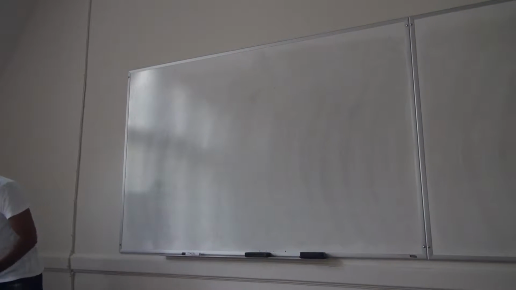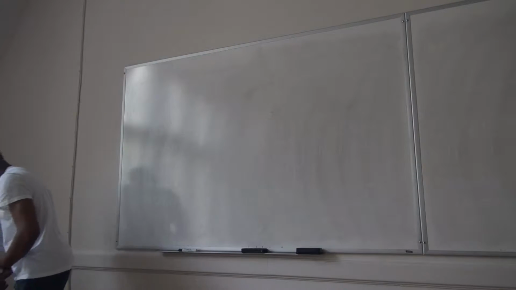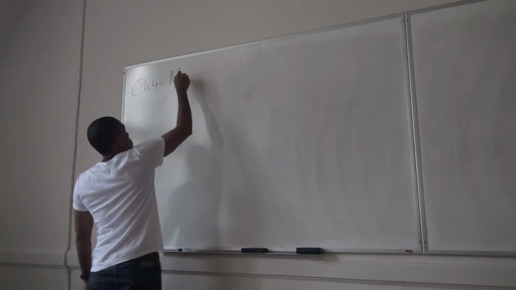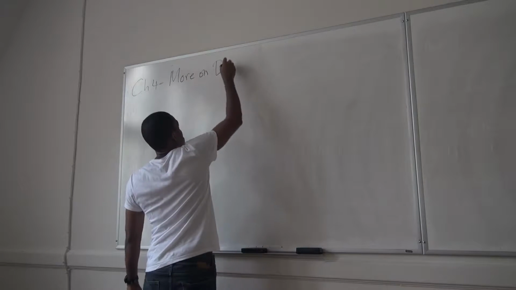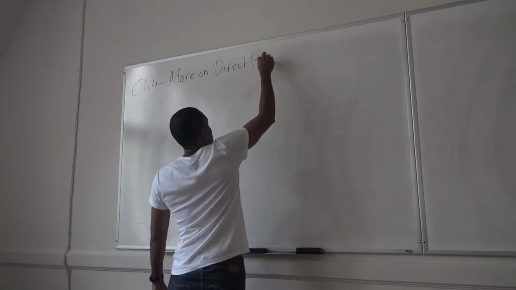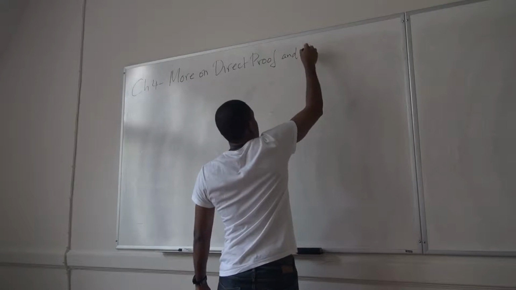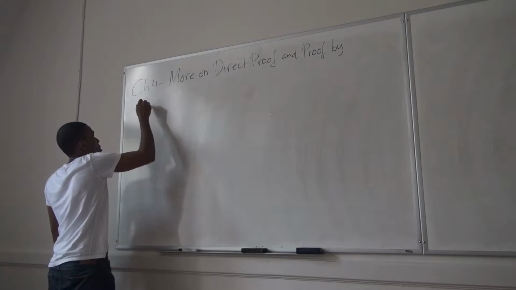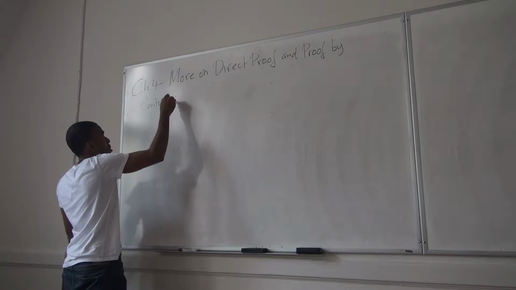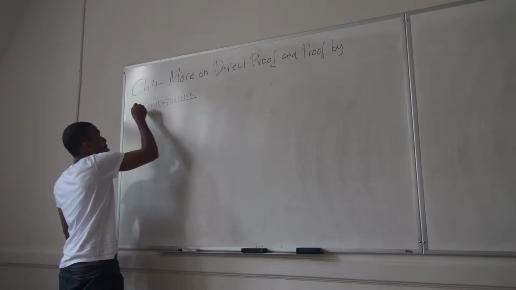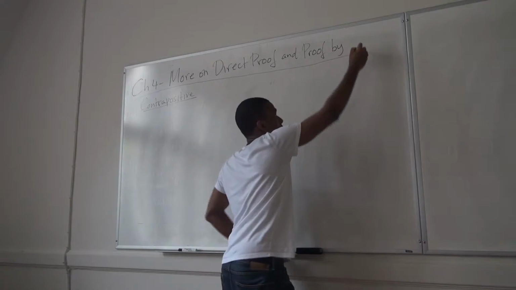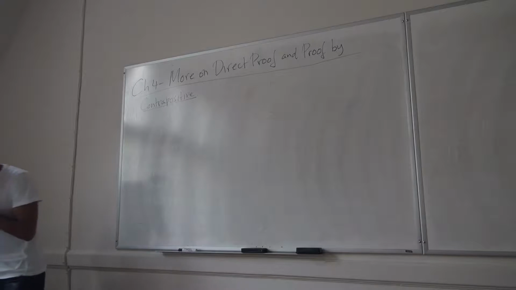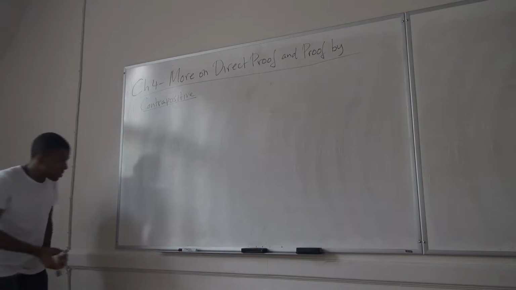Okay, let us move on. We are going into chapter 4 today, which is more on direct proof and proof by contrapositive. So we're not going to do any new proof techniques at the moment. We're just going to be applying what we know already in some different contexts. Some background.